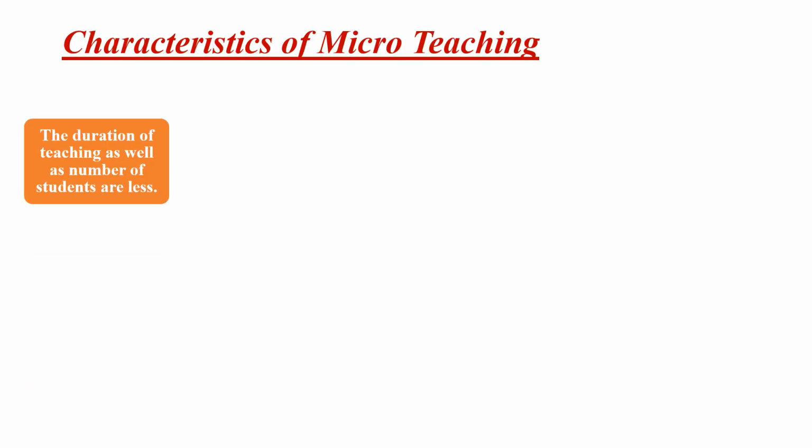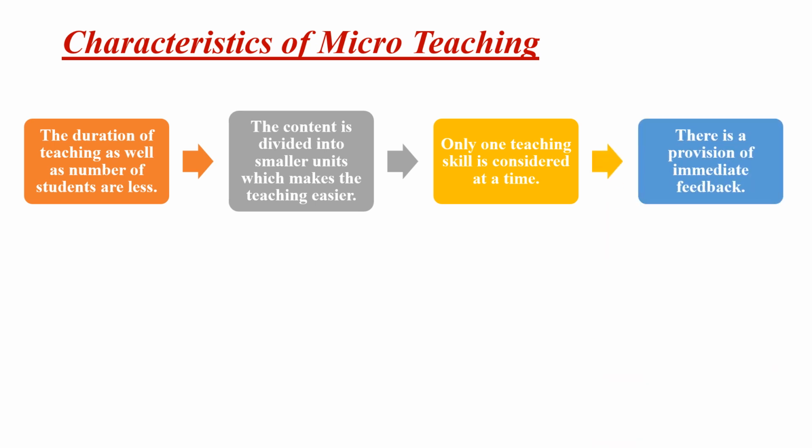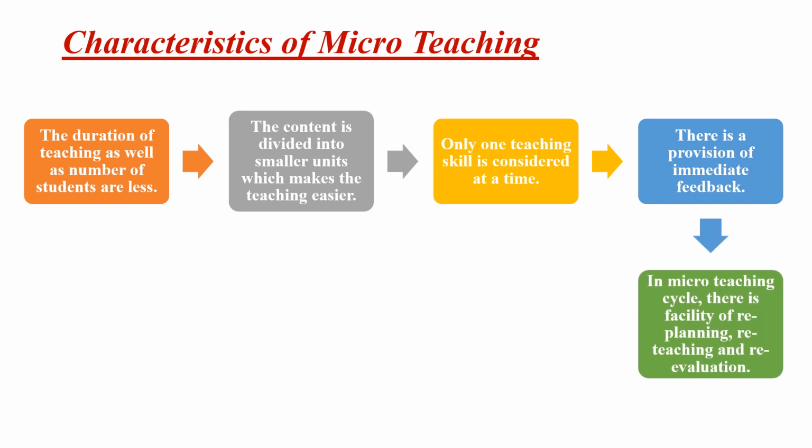What are the characteristics of micro teaching? The duration of teaching as well as the number of students are less. As I have already told, the class size is reduced to only 6 to 10 students. The content is divided into smaller units, which makes teaching easier. Only one teaching skill is considered at a time. Only one skill you will perform in the class at a time. There is a provision of immediate feedback. As you teach, you will spontaneously get the feedback also. Now, in micro teaching, there is a facility of replanning, reteaching, and re-evaluation also.